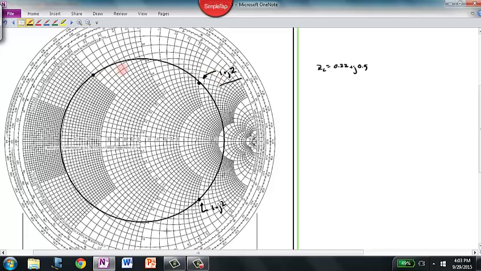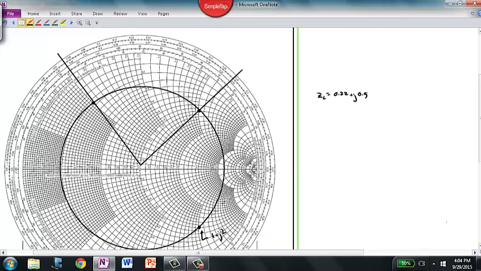After we draw the operating circle and find where it intersects with the r equals 1 circle, what we need to do is we need to draw two lines, both extending from the center of the Smith chart, one going through the normalized load impedance point, and then the other going through the intersection of the operating circle and the r equals 1 circle. Both of those lines need to extend out past the perimeter of the Smith chart. So I've drawn these two lines now for you.